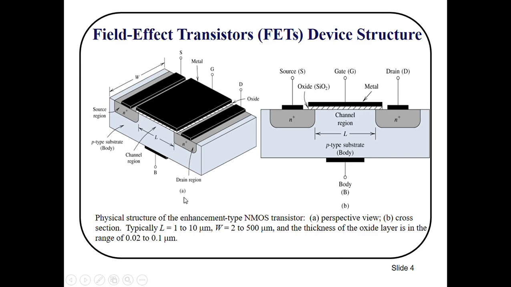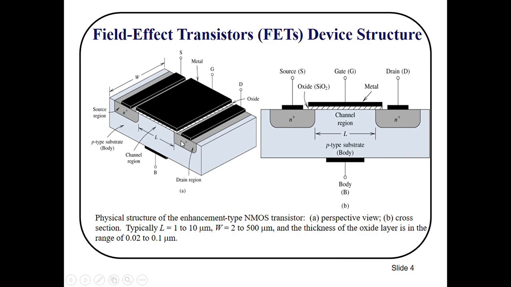So in figure 1, you can see the perspective view of a MOSFET. This upper terminal is the gate terminal, and these are the source terminal and drain terminal. So this is an NMOS transistor. You can see these N plus diffusions on the source and drain regions.